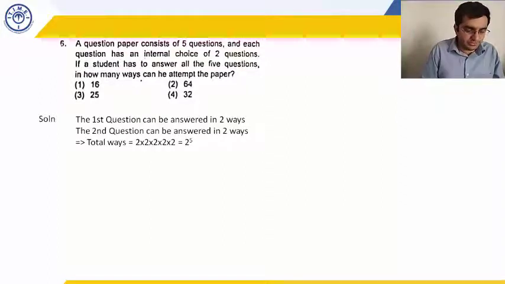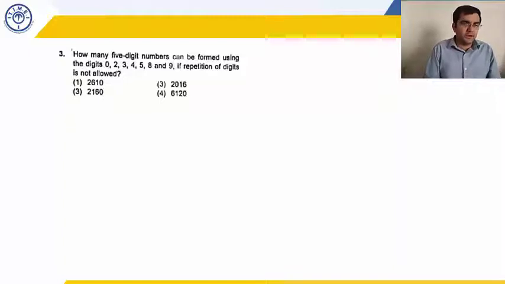You are getting some good practice and good quality questions. Make sure you are attempting every question. Okay, tricky question. How many 5-digit numbers can be formed using the digits 0, 2, 3, 4, 5, 8, and 9 if repetition of digits is not allowed? This basically means that in a particular 5-digit number, one digit can occur only once. You cannot have a 5-digit number with two threes. Please solve.